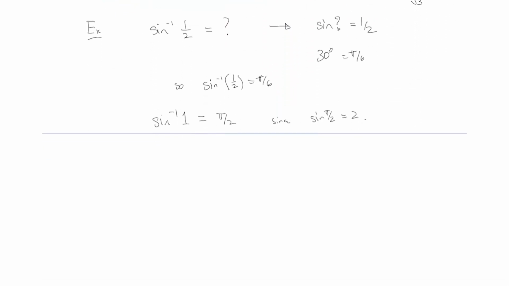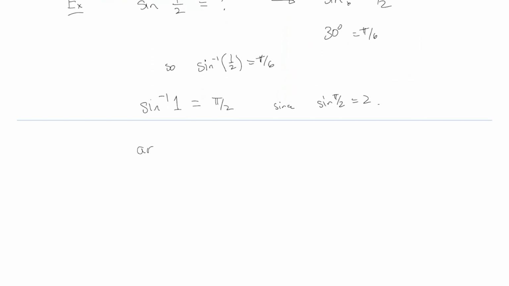I got one more. How about, just for fun, I'll write this one as an arc sine. It means the same thing. How about arc sine of root 2 over 2? That means, what is the angle whose sine is root 2 over 2? Anybody recall this one? Yeah? That's pi over 4. Yeah, 45 degrees. So this is pi over 4. The sine of 45 degrees is 1 over root 2, also known as root 2 over 2.